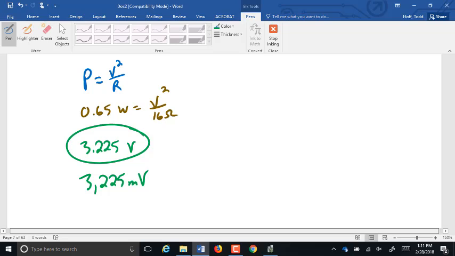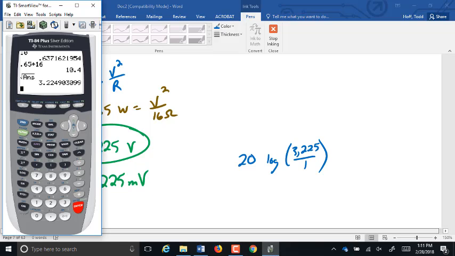So that's going to be the voltage lost on the, I'm making sure I'm reading the right problem here. Okay, so I've got that, so I need to turn that into a power level. So it's going to be 20 log 3,225 over 1. So I get 70.17 decibels.